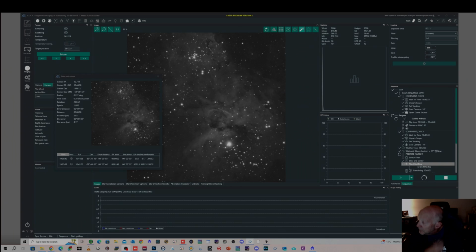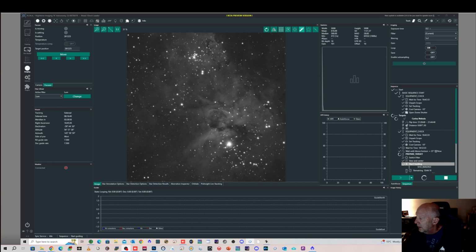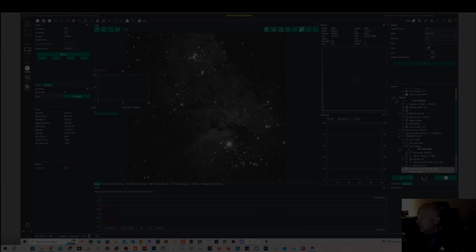Okay, we've slewed to the keyhole in Carina, and this is... We can see how bright this is, because this is only like a 12 second exposure. So it might be 12, might be 15 second exposure. So you can see how bright this is. And this is the area I'm trying to get, which is Eta Carinae. And you can see already how bright it is. Just move this off a little bit.